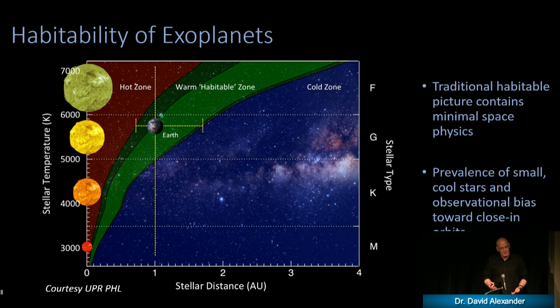So this is one of the challenges we have, right? Because all we can do is detect if they're there, and we can see how far away they are. We know how bright the star is. We can work out what the green zone is.